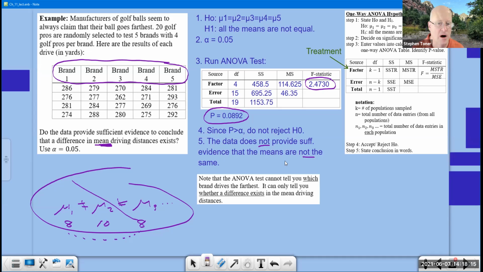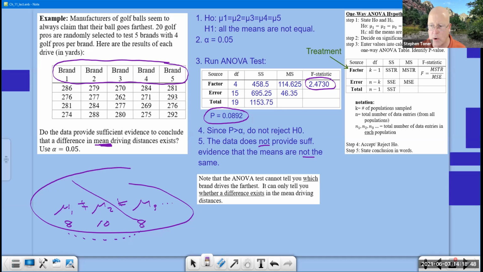Now I've got this comment here because our tendency is to ask the question, well, which brand of golf balls is the best? And I said, note that the ANOVA test cannot tell you which brand drives the farthest. It only tells you whether a difference exists in the mean driving distances. Just, are they not all in balance, or are they together? And that's what kind of makes it more like a non-parametric type of problem.